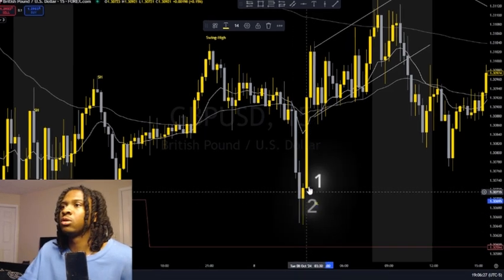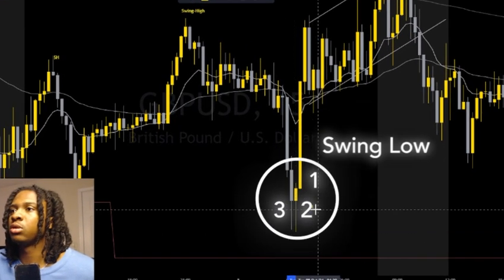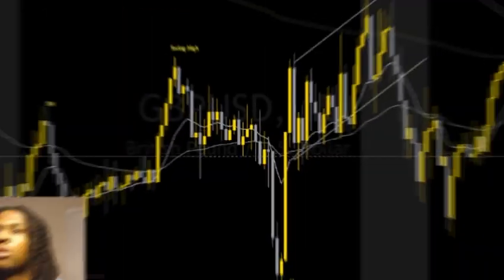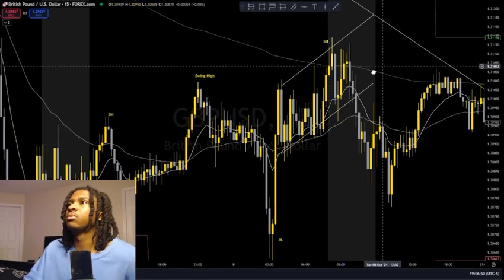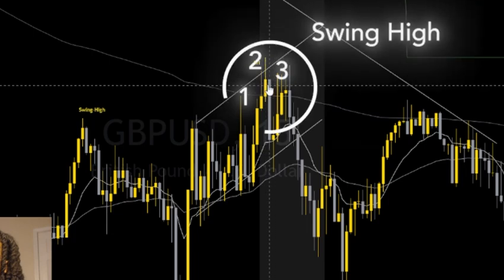So see, 1, 2, 3, our middle candle is our lowest one here. It's going to be your swing low. This is a great swing high right here. Boom. 3 candles, 1, 2, 3, the middle one peaks.